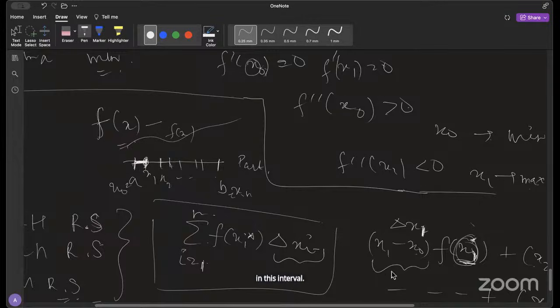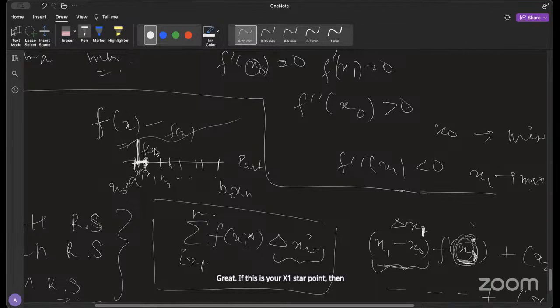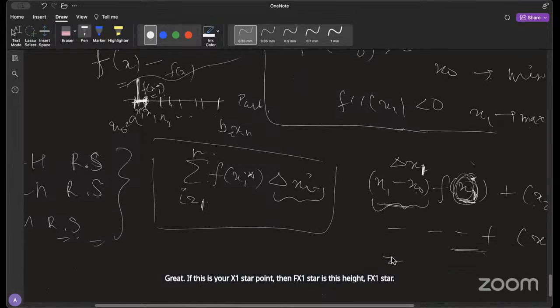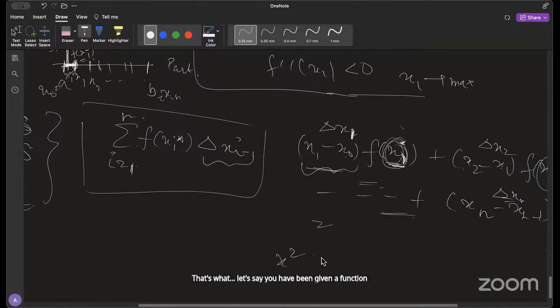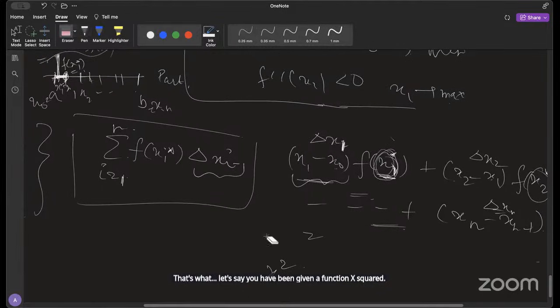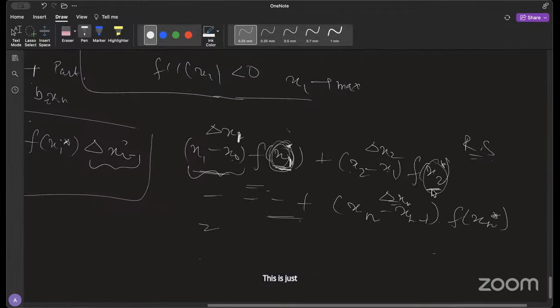So this is for the length of this interval, x1 minus x0, and f(xi star), where this point x1 star is a point between x1 and x0. That means it's this height, right? If this is your x1 star point, then f(x1 star) is this height. Let's say you have been given a function x square. Or wait, we'll do one example on this later. This is just Riemann sum because you've not specified the point.